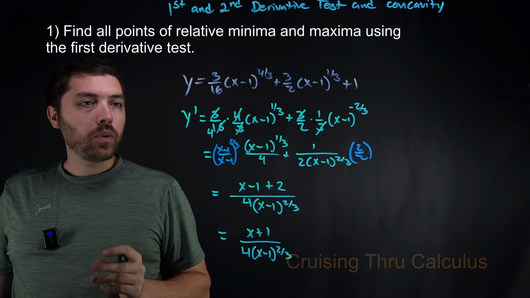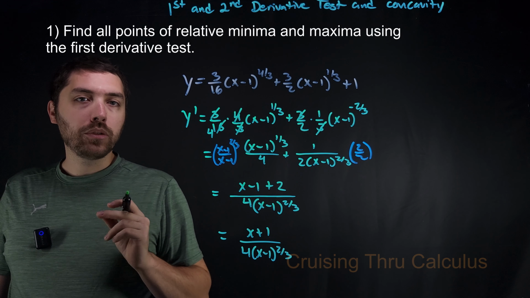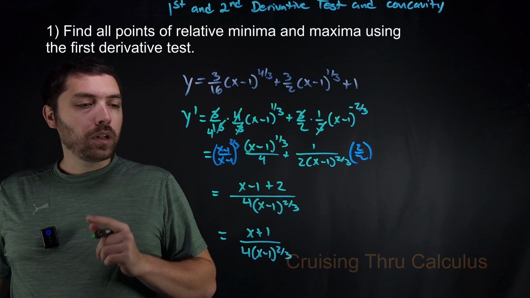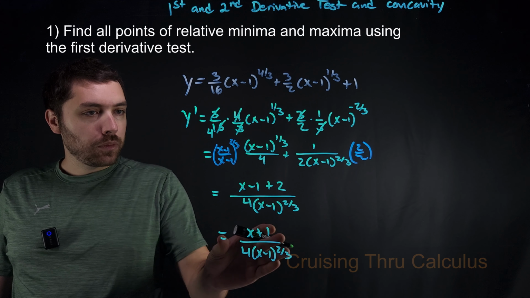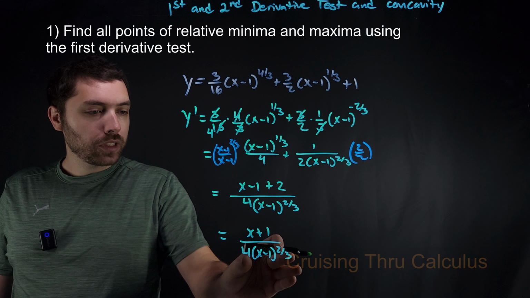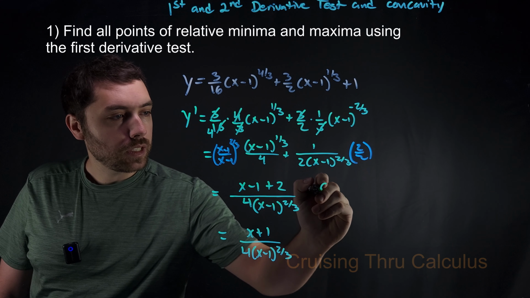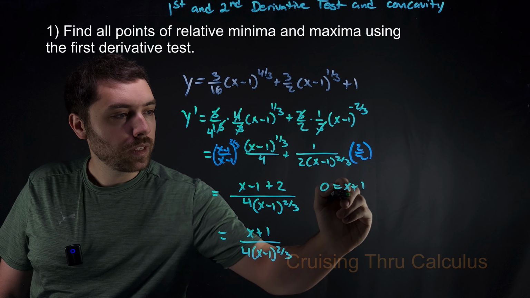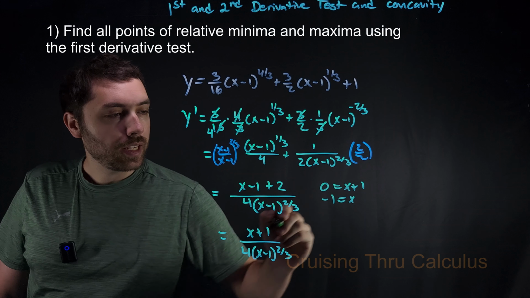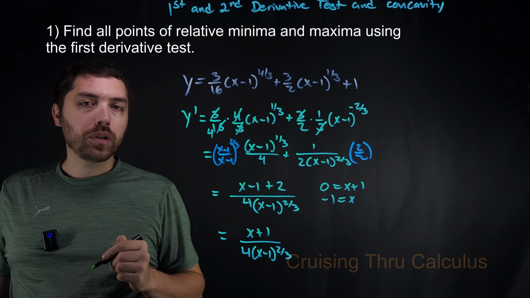Now it's time to figure out where the first derivative is equal to 0 and where it does not exist. Well, setting it equal to 0 is actually really easy when it's set up like this. If you have a fraction like this and you're trying to figure out where it's equal to 0, just take the numerator and set it equal to 0. And I think you'll see very quickly that x has to be -1 to make the numerator 0.